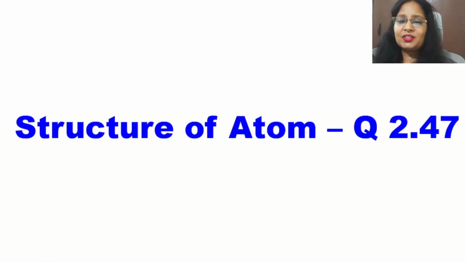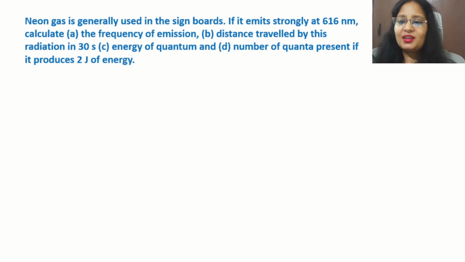Friends, today's video is question number 2.47 from the NCERT textbook class 11, and the chapter name is Structure of Atom. So let's check the question. Neon gas is generally used in signboards. If it emits strongly at 616 nanometer, calculate A, the frequency of emission, B, the distance traveled by the radiation in 30 seconds, C, the energy of the quantum, and D, the number of quanta present if it produced 2 joule of energy.